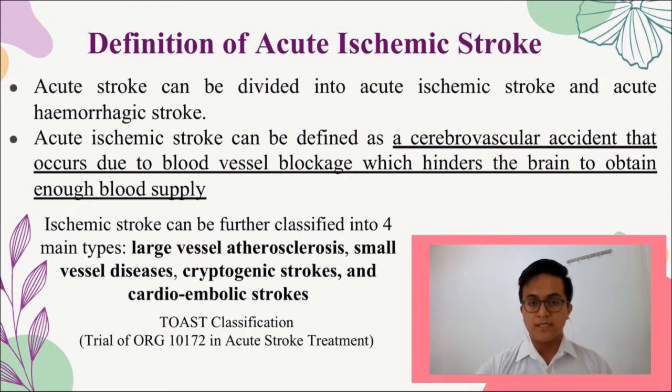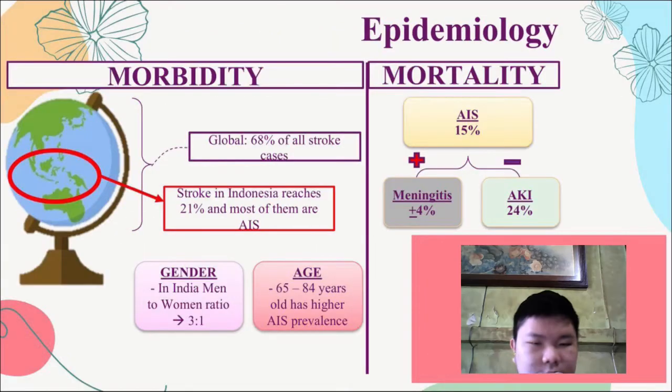According to TOAST, the Trial of ORG 10172 in Acute Stroke Treatment classification, ischemic stroke can be further classified into four main types, which are large vessel atherosclerosis, small vessel disease, cryptogenic stroke, and cardioembolic stroke. Thank you for the time.